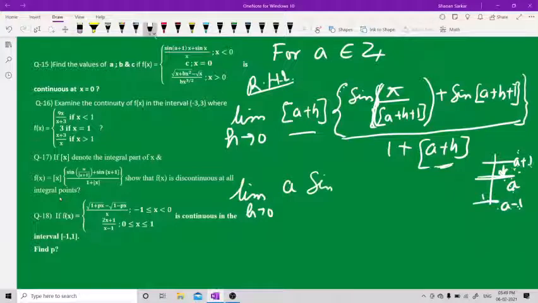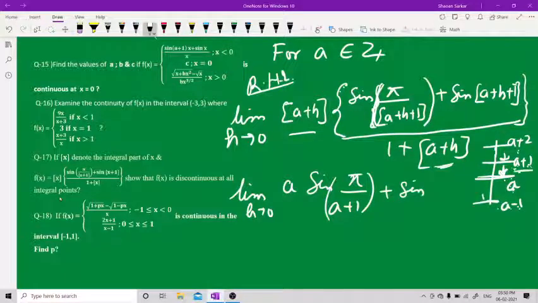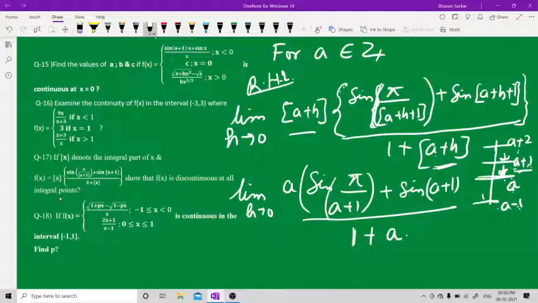Now sine pi times this will give me how much? A plus h plus 1, so a plus 1 plus h, so it will come to a plus 1. Plus sine, again this will come to a plus 1, because of the same answer. Upon, you have a plus h, which is again a. It is coming to 1, and plus a, this whole bracket here.